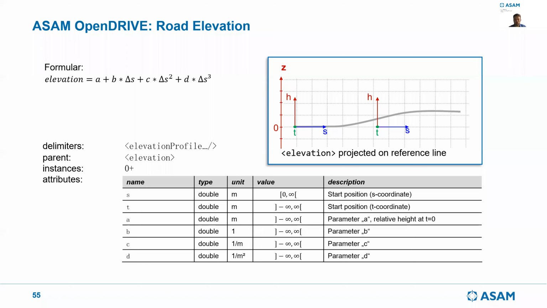So if we now go to the elevation part, here we have the formula for the elevation, and that defines all the parameters again, and we have the already familiar third order polynomial that describes this elevation profile here. We've got S, we've got T, depending on the starting position, and then we've got A, B, C, and D.